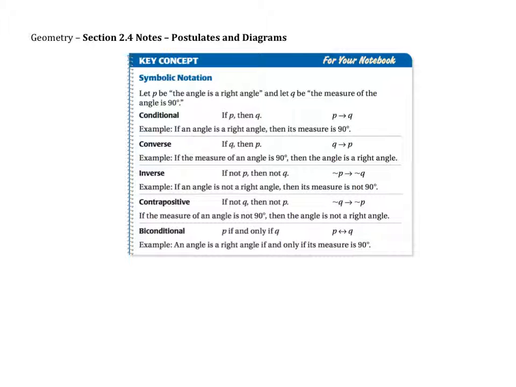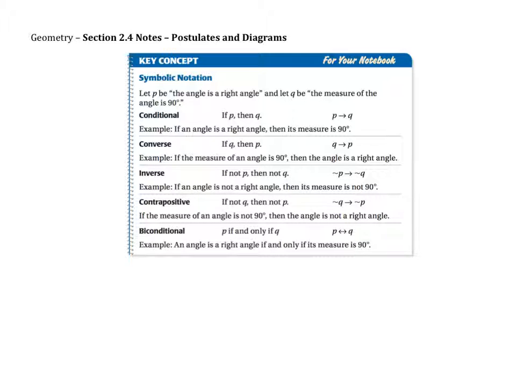Section 2.4 is all about postulates and diagrams. So if you remember, postulates are things that just have to be true, but they cannot be proven. And we're also going to look at diagrams, basically things that you can assume from a diagram and things that you cannot assume from a diagram. But first, let's talk about some symbols.